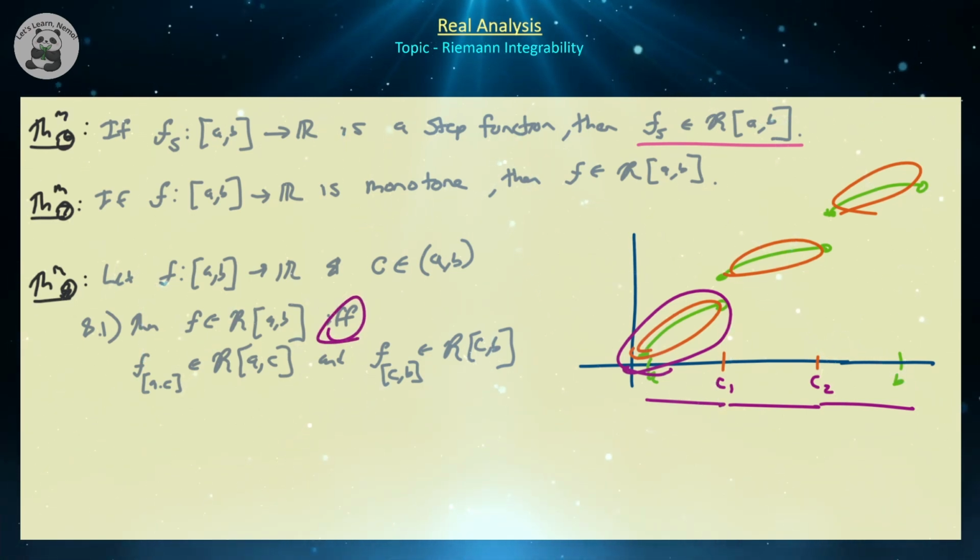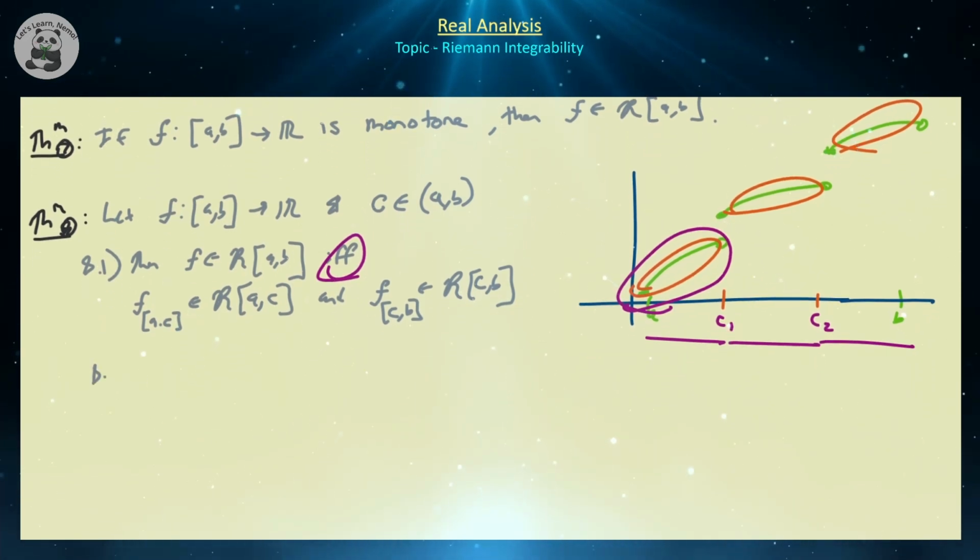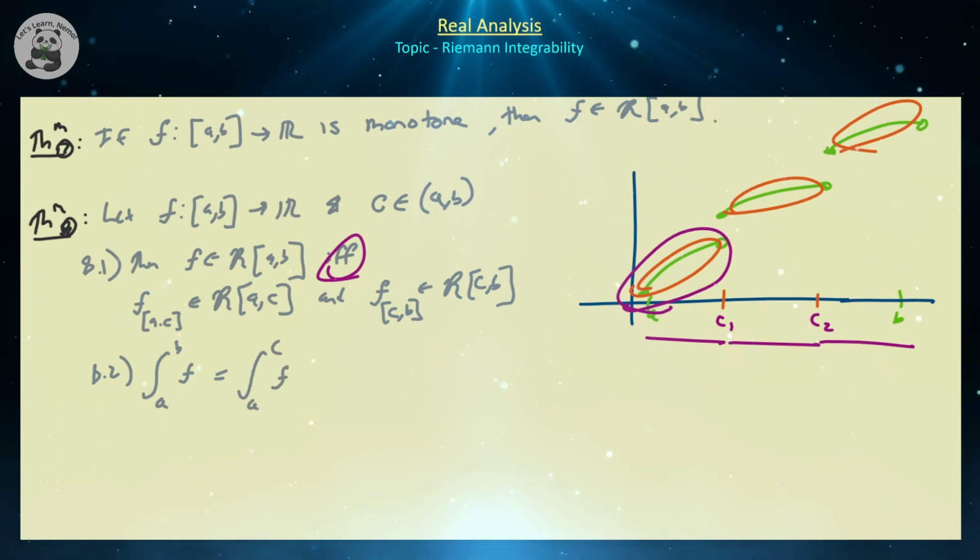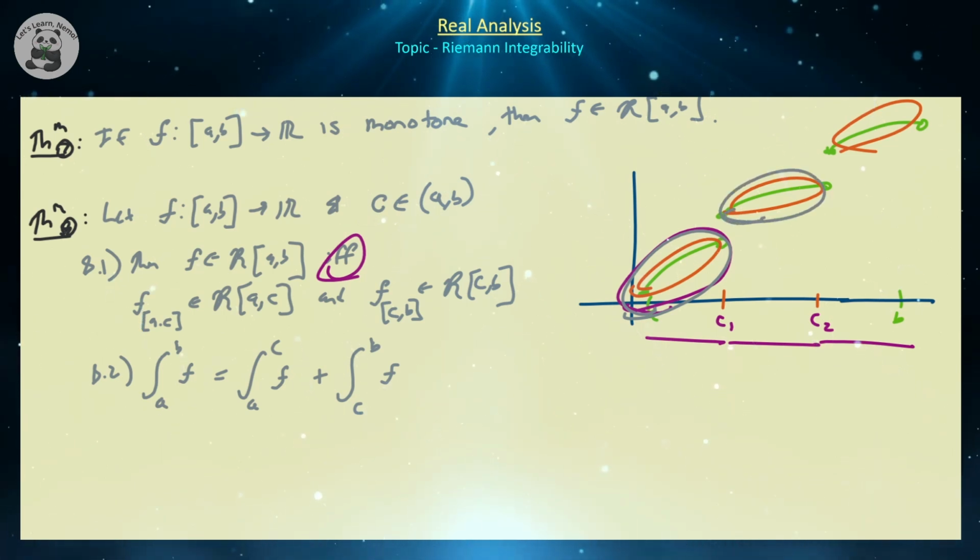Now, if it is Riemann integrable on the little pieces, that obviously implies that it's Riemann integrable on the bigger piece. What is the relationship between those little baby Riemann integrals and the larger Riemann integral? So the second part of this theorem says the following. If this is true, then the integral from a to b of f, the whole Riemann integral, can be represented as the integral from a to c of f, directly added to the integral from c to b of f. So if you want to find the Riemann integral of the first piece and the second piece added, you just add those baby Riemann integrals together, and that gives it to you.